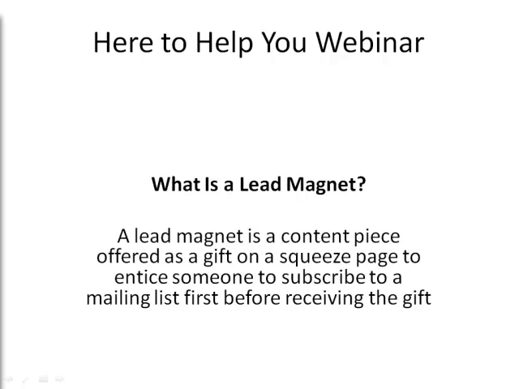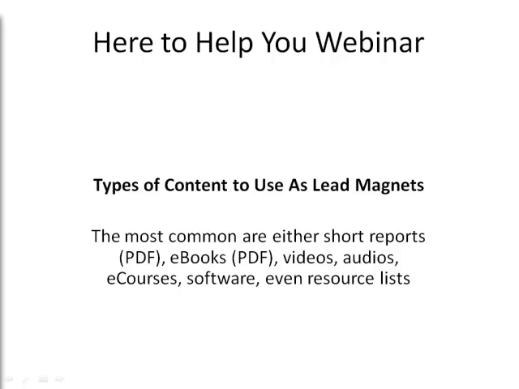So first off, let's talk about what a lead magnet is, just in case you're new to list building and don't know exactly what I'm talking about. A lead magnet is a content piece offered as a gift on a squeeze page, which some people call an opt-in page, to entice someone to subscribe to a mailing list before receiving the free gift. In other words, it's offered as a gift to get somebody to subscribe to your list, so you're offering them some sort of incentive for joining your list. They call it a lead magnet because you're giving something out to the leads to attract them to joining your list, which is where the term was coined.